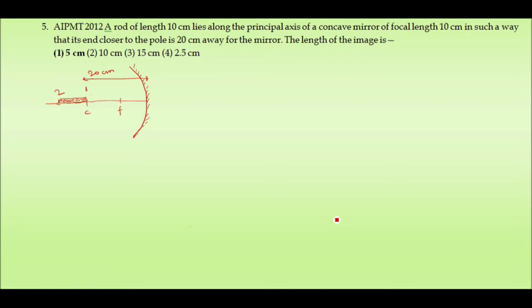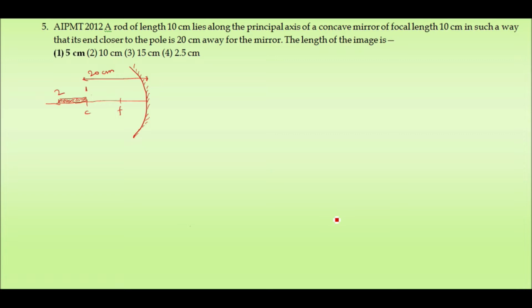Now the next problem is from AIIMS 2012. A rod of length 10 cm lies along the principal axis of a concave mirror of focal length 10 cm in such a way that its end closer to the pole is 20 cm away from the mirror. The length of image is.